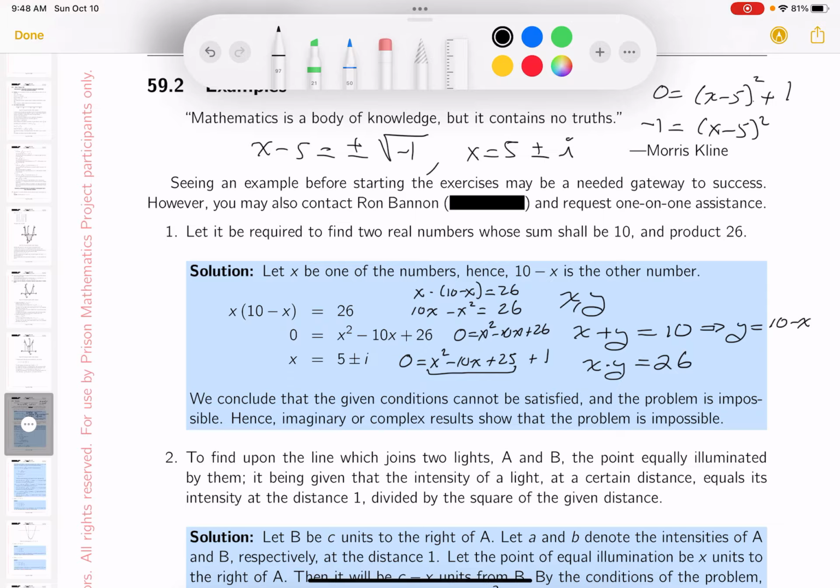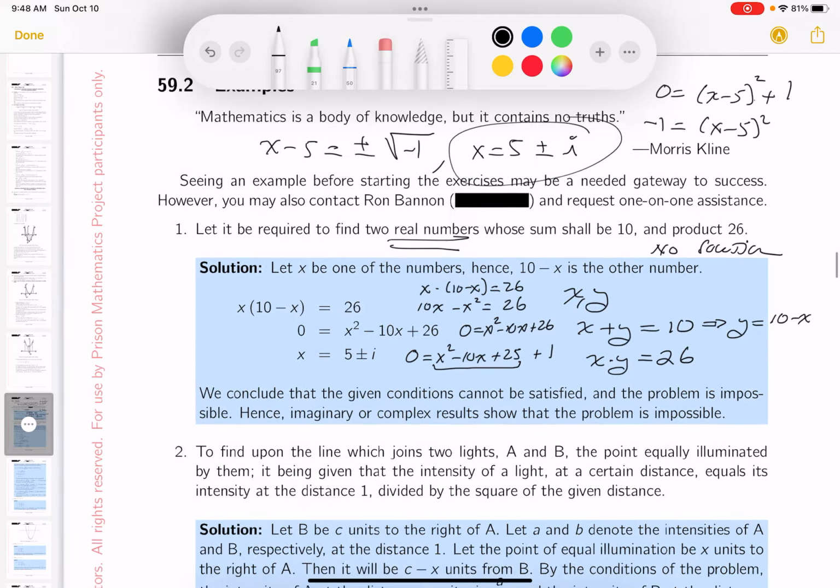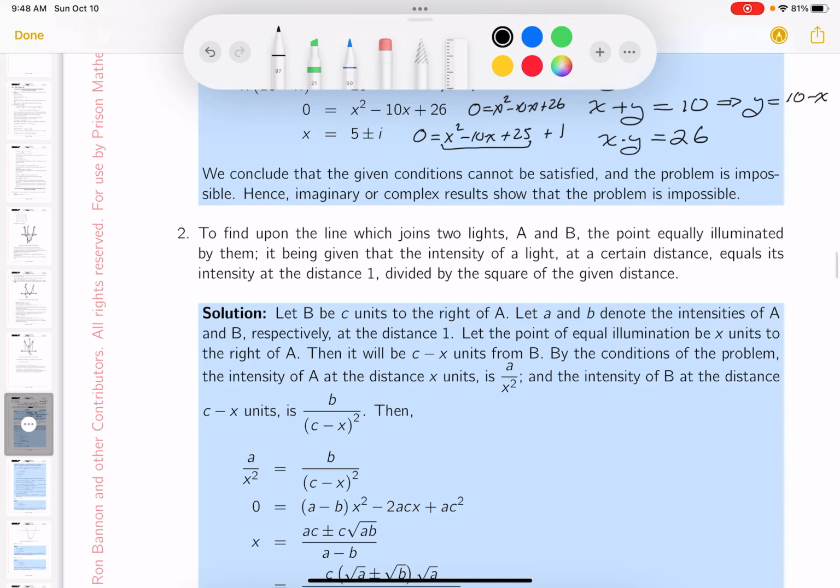So I'm going to say this can't be satisfied, all right? So no solution. I'll write that down for you. So there's no solution to this. Again, the key word was real numbers. These are not real numbers. So we conclude the given condition, I'll just read this to you, cannot be satisfied, and the problem is impossible. Hence, imaginary complex results, so the problem is impossible.